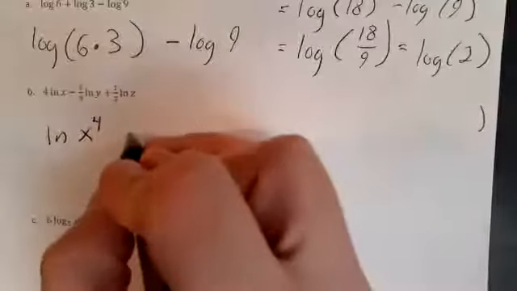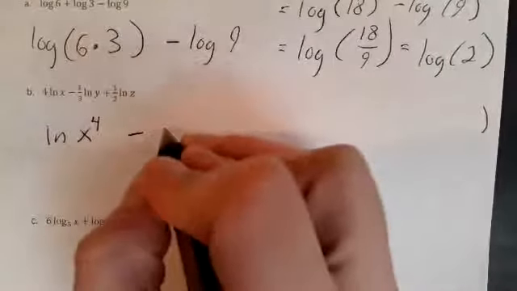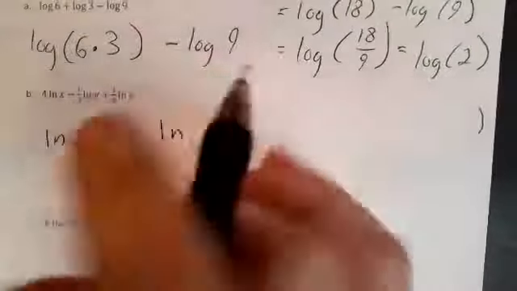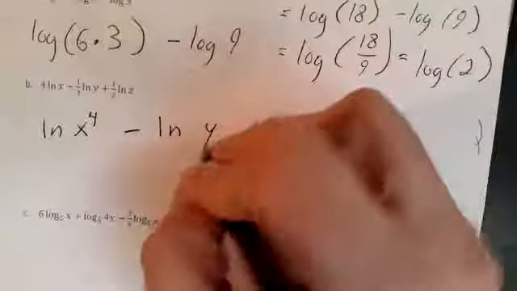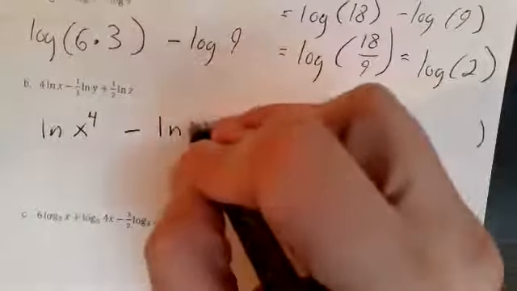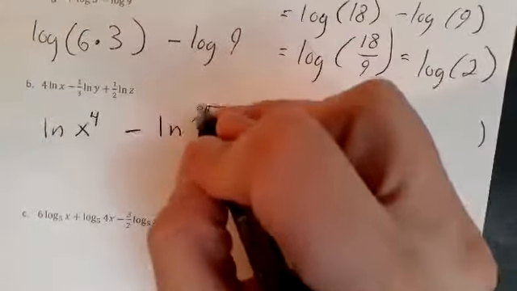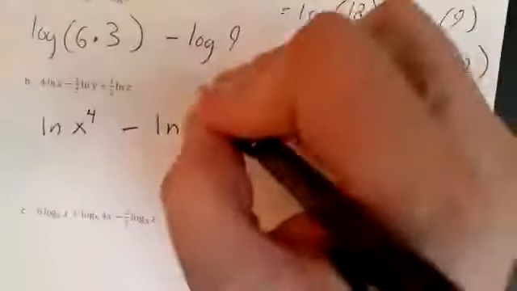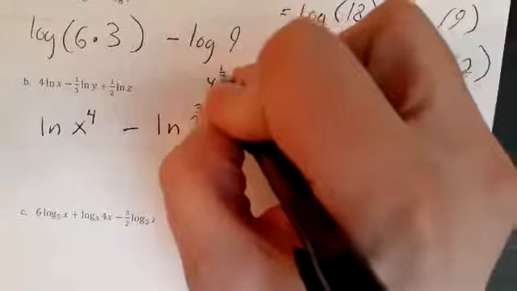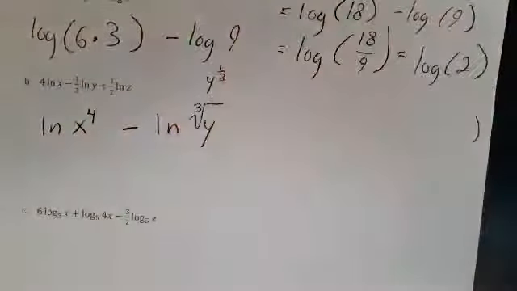It'll be subtracted, and I'm going to have another ln, 1/3 of ln of y. That's like y to the 1/3 power, or instead of a 1/3 power, you can tell me cube root. So maybe I'll write a little middle step. Y to the 1/3 power is the same thing as a cube root of y.